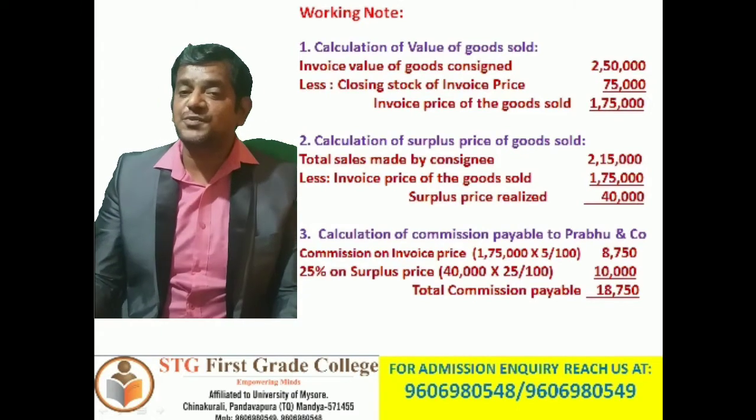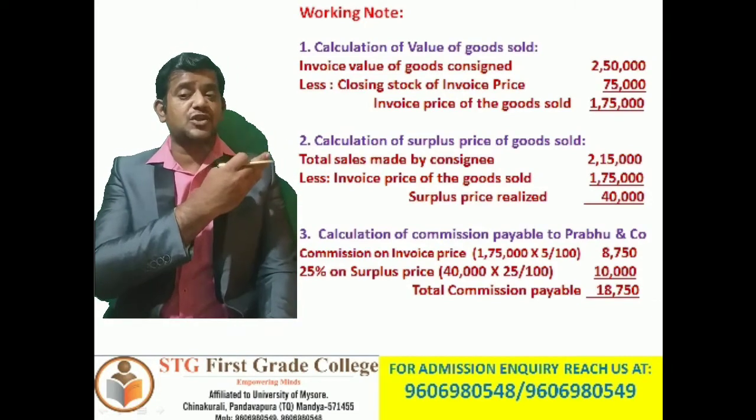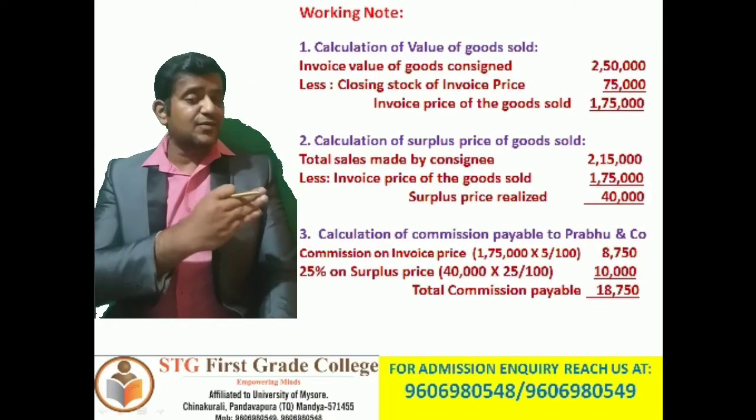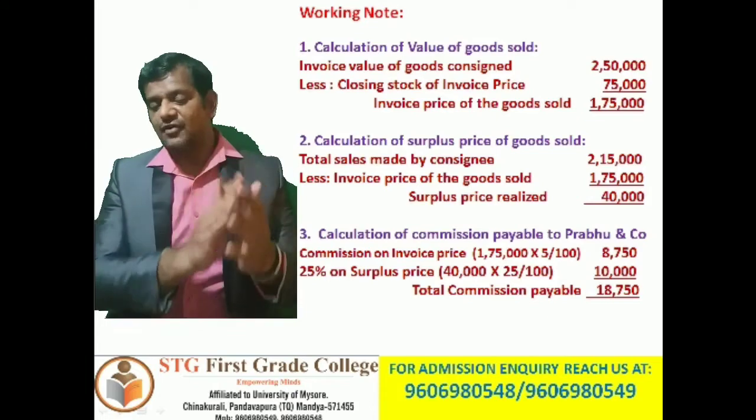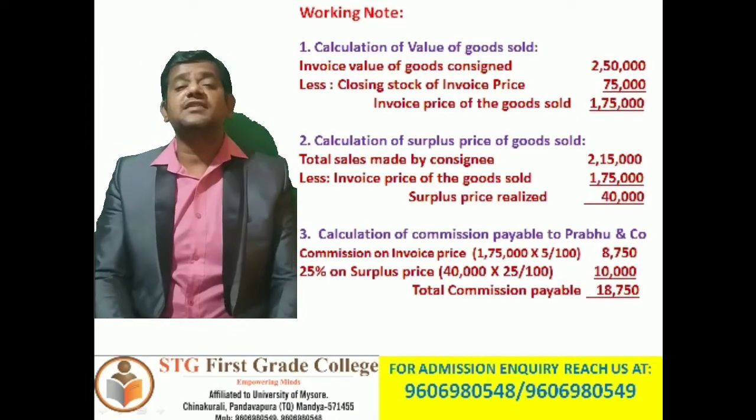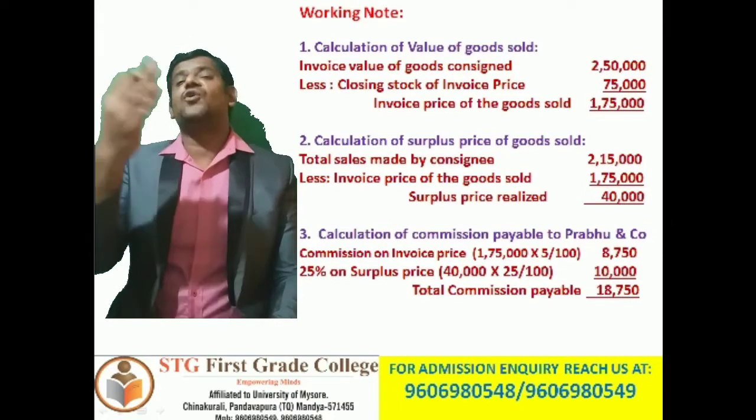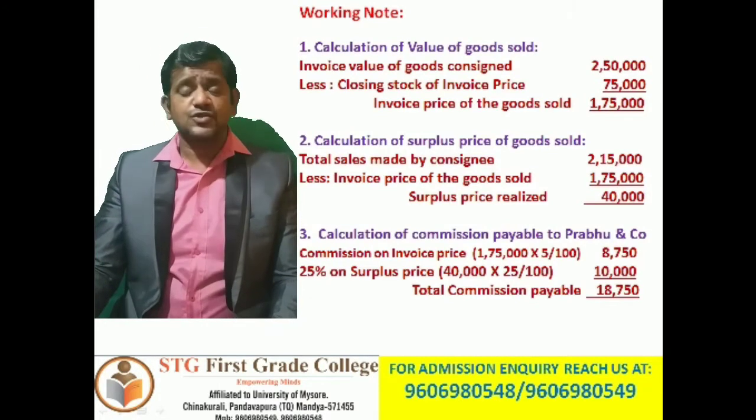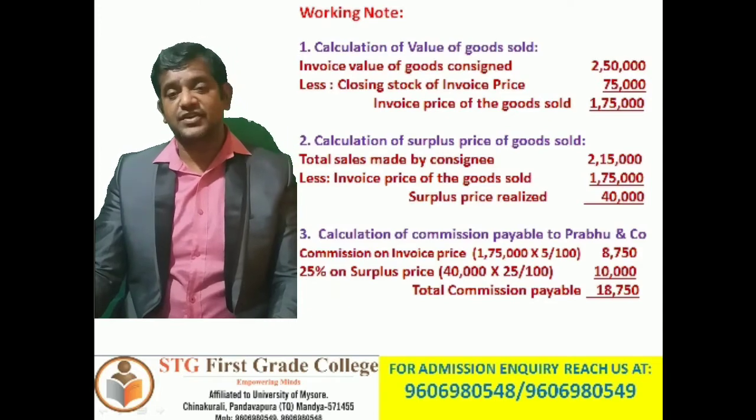So how much is the invoice price of the goods sold? That is working note number 1. Just now we have identified 1,75,000. So less invoice price of the goods sold 1,75,000. Find out the difference. So the difference is 40,000 rupees. That is surplus price realized. So that means the goods have been sold for more than the price it should be. Clear? So 40,000 additional price or surplus price has been realized.